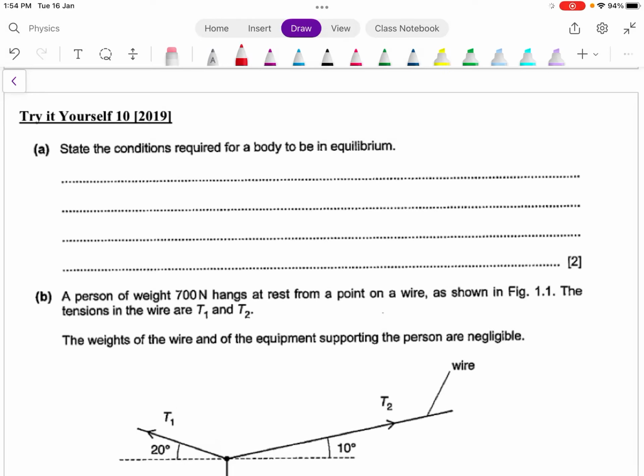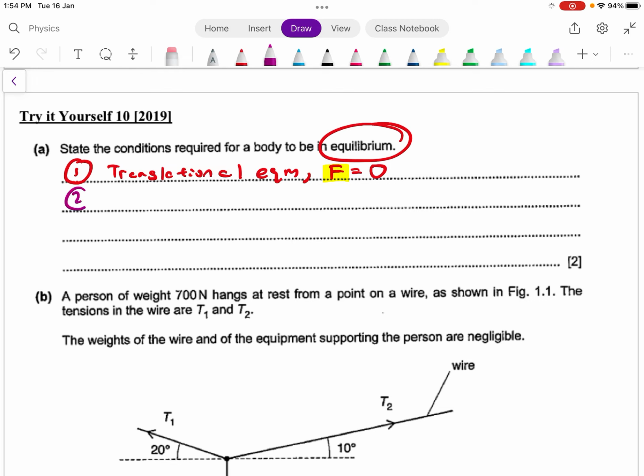Alright, so let's go through the 12th of 10th, 2019 A-level question. For part A, state the conditions required for a body to be in equilibrium. So this one is the stable equilibrium, meaning that first, to be in translational equilibrium, the object must have no resultant force. So the F right here is the resultant force.